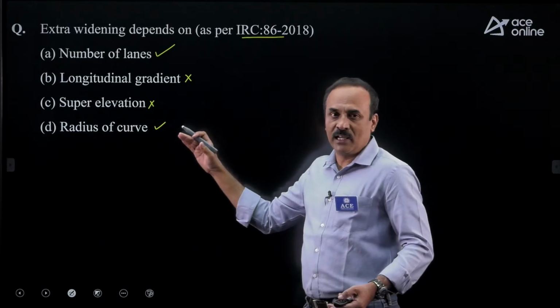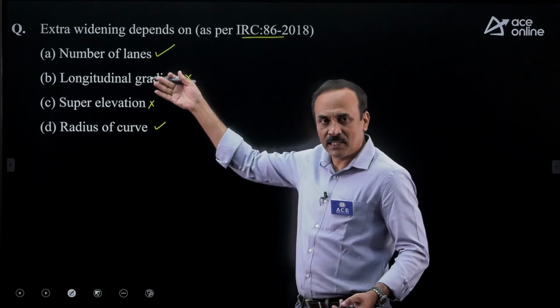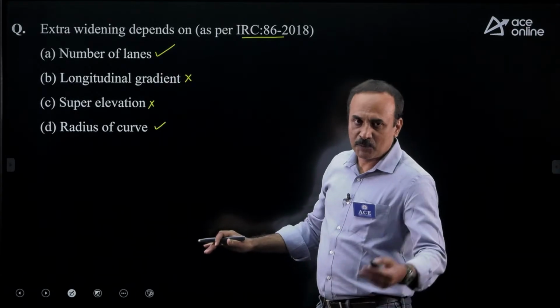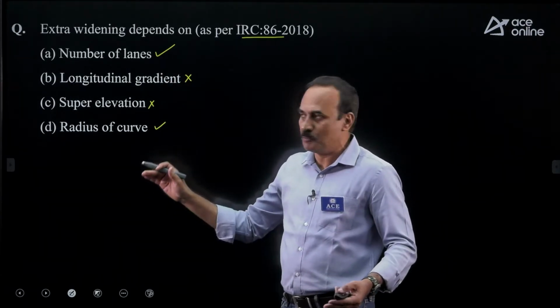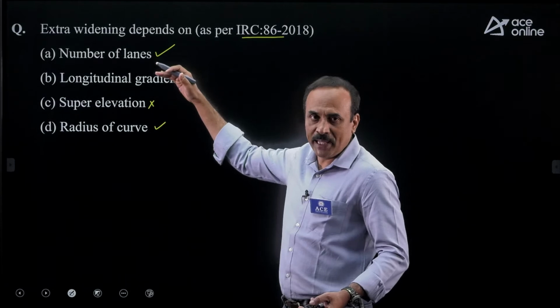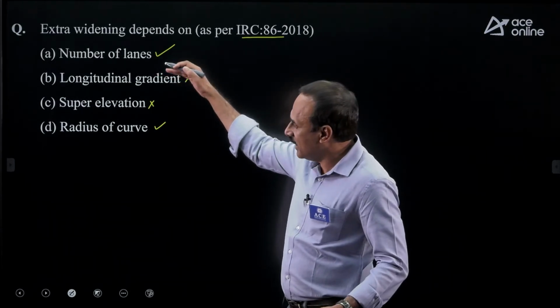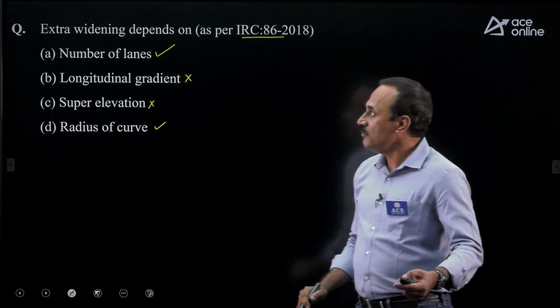including velocity of the vehicle. So extra widening depends on the speed of the vehicle also, especially psychological widening depends upon speed. So the most appropriate correct answers are A and D.